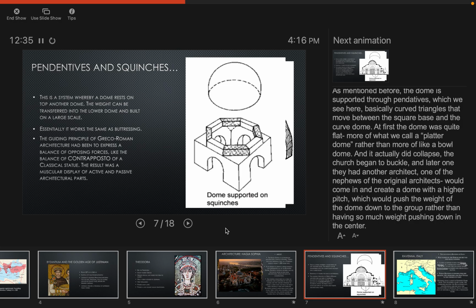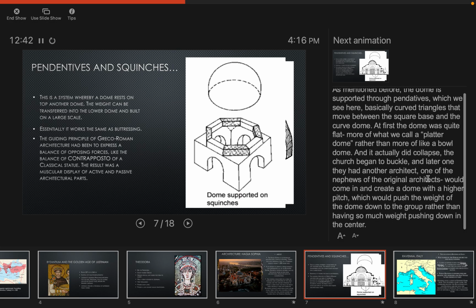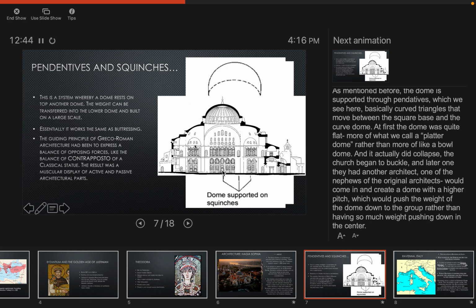So here we see another view of how these would aid domes, and then here we see again the black sections would be these supports.